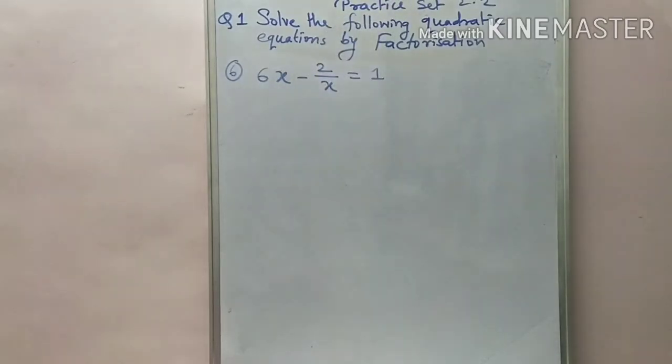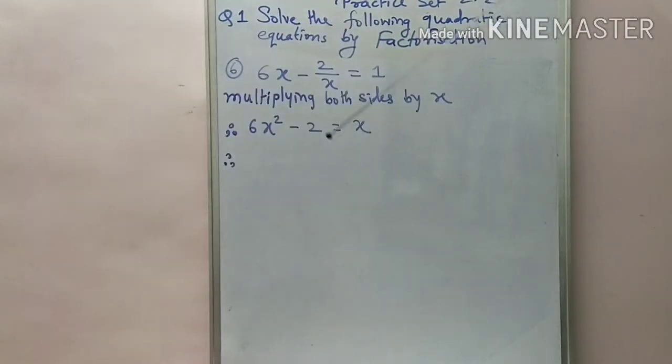Okay, so multiply both sides by x. So at each term we multiply by x, what we get, 6x into x, 6x square, minus, here as we multiply by x, x eliminates, so remains only the numerator 2 equal to, here also we have to multiply the 1 by x, so 1 into x, x. Okay, and now as we take this x to the left side, so it is in its general form.